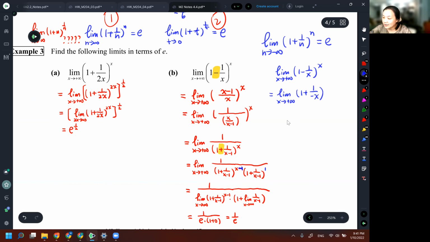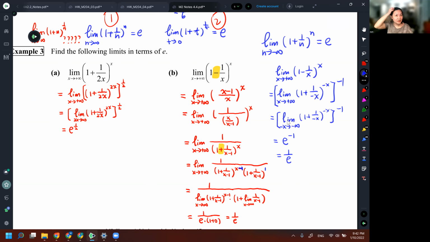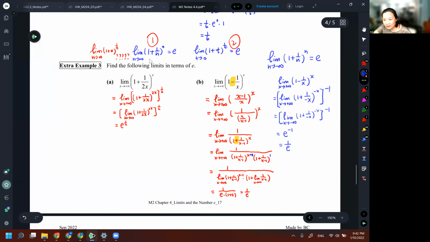You just do that. This is x, you change it to -x, but then you put the -1 outside like that. Then you will say, oh, this is equal to the limit as -x tends to negative infinity of (1 + 1/(-x)), close bracket, to the power -1. Inside the bracket, you have e, and then to the power -1, so you have 1 over e. I think that's allowed. Is that okay?